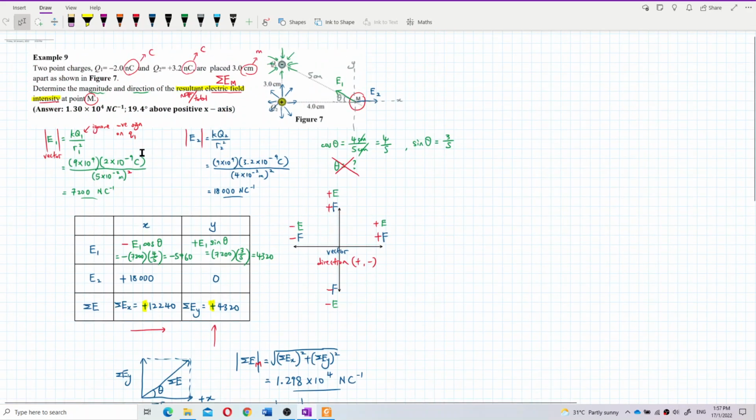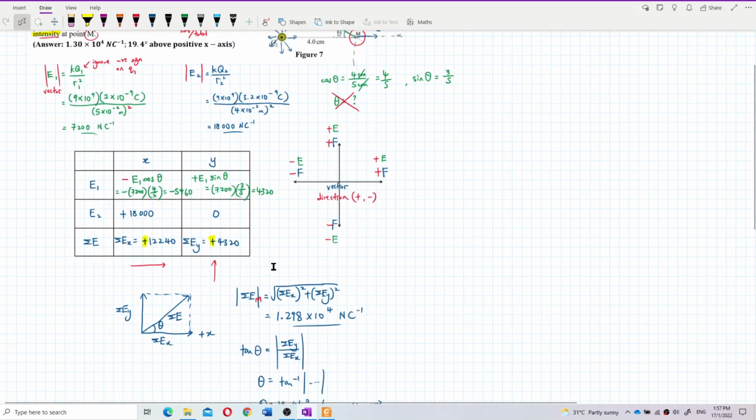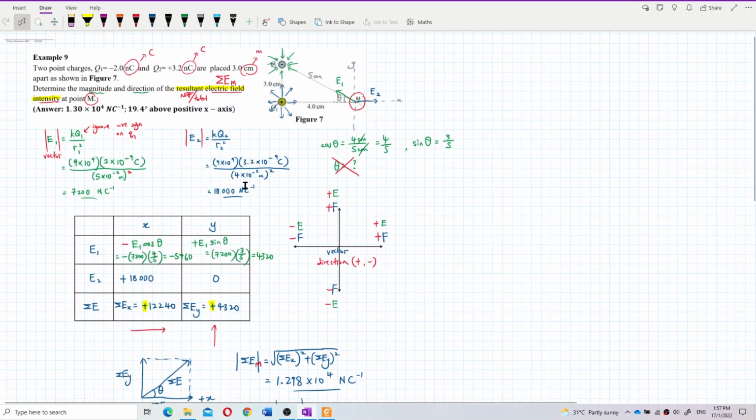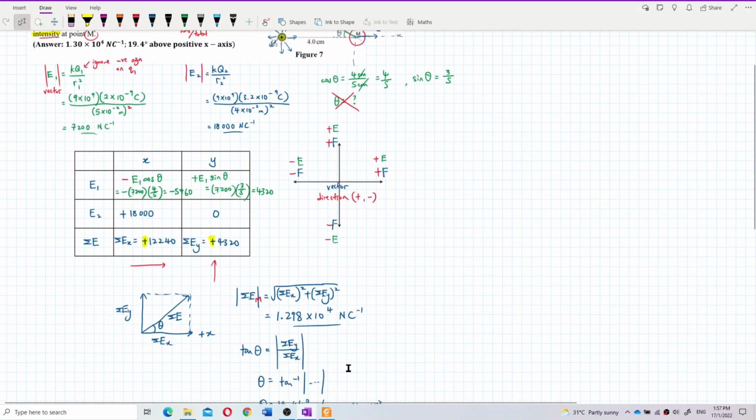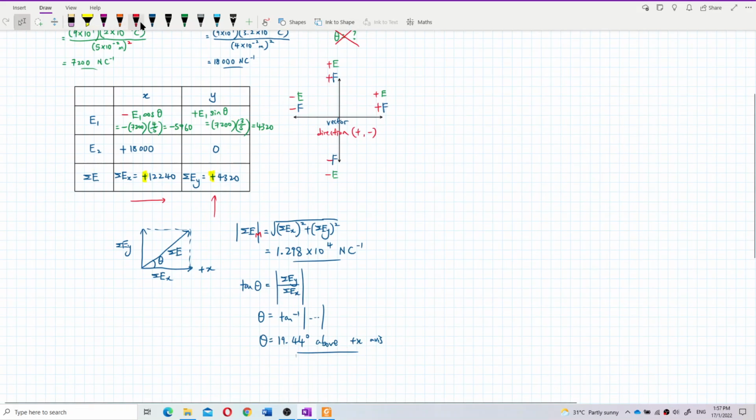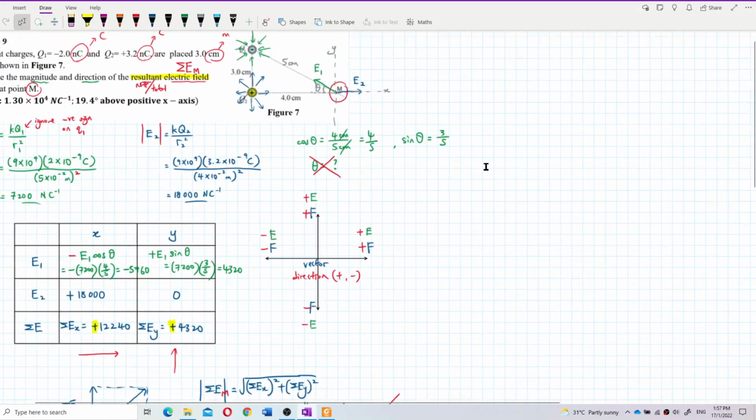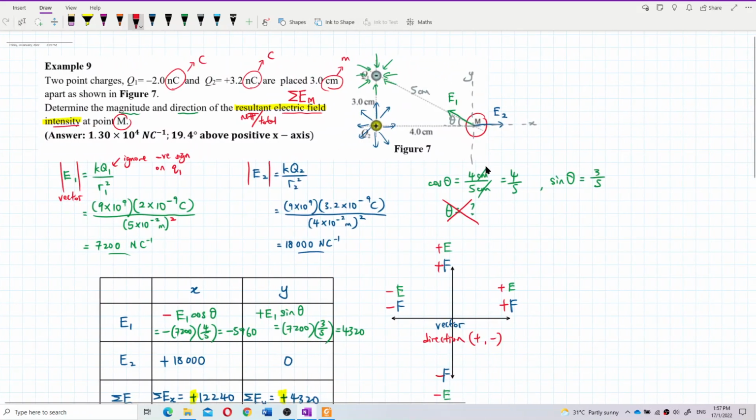So am I right? Yes, 1.30 × 10^4 newton per coulomb, almost there. The unit must be correct. 19.4 degrees above the positive x-axis. That's correct. So the resultant electric field is actually over here, as you can see. That's my resultant E at M.